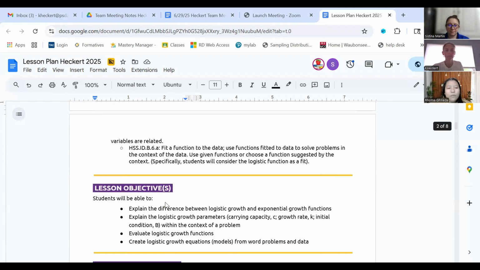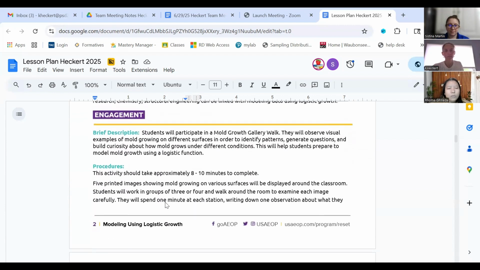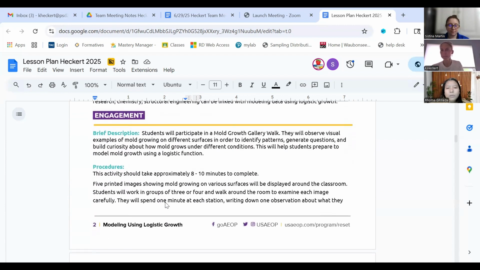To start off with the 5E lesson, we are going to start with the engagement part, where students will participate in a mold growth gallery walk, wherein there will be 5 printed images showing mold growing on various surfaces, and it will be displayed around the classroom.